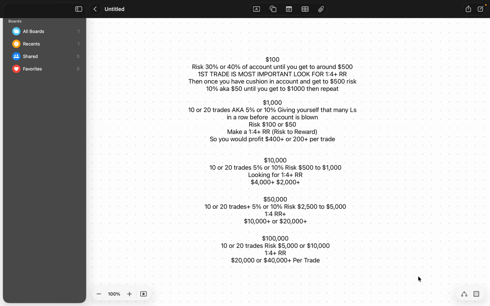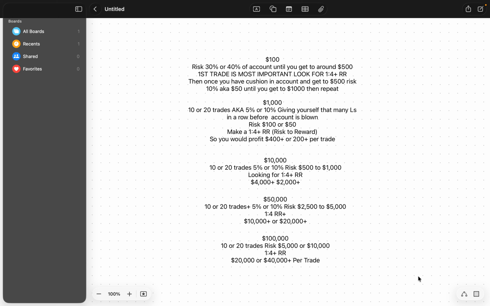And remember, sometimes the market is gonna give you a 1 to 5, 1 to 10, 1 to 15, especially if you got good entries. You know what I mean? So every time you take a trade and you're setting up your lot size, depending on where your stops need to be, you need to be risking the same amount each trade until you get some more money under your belt. So if you grow the account to $1,000, you're supposed to risk 5 to 10% per trade. So you're looking for 10 or 20 trades before you blow the account.